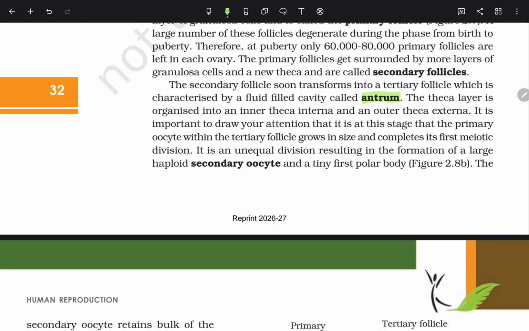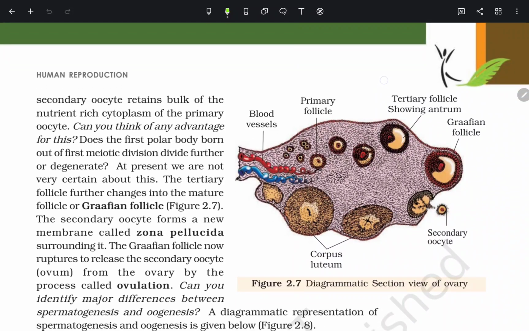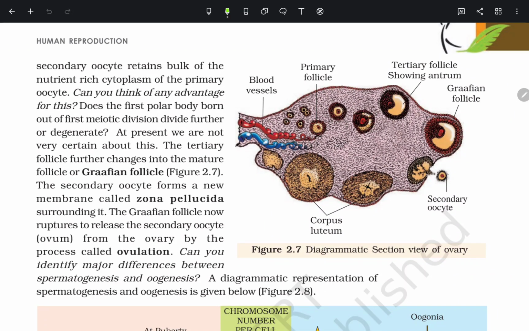It is an unequal division resulting in the formation of a large haploid secondary oocyte and a tiny first polar body. The secondary oocyte retains the bulk of the nutrient-rich cytoplasm of the primary oocyte. The first polar body formed out of the first meiotic division may divide further or degenerate. At present, we are not very certain about this.